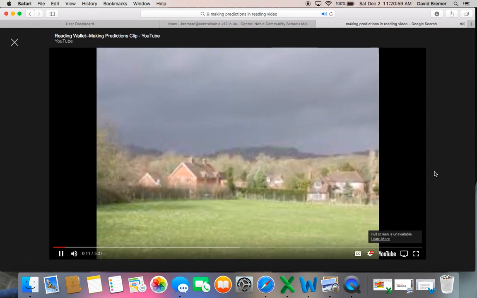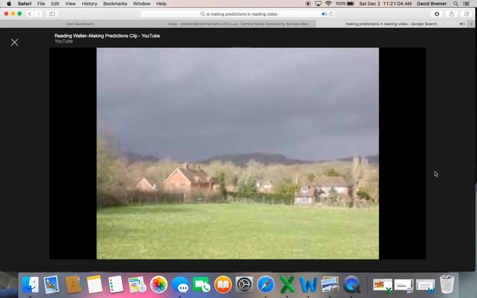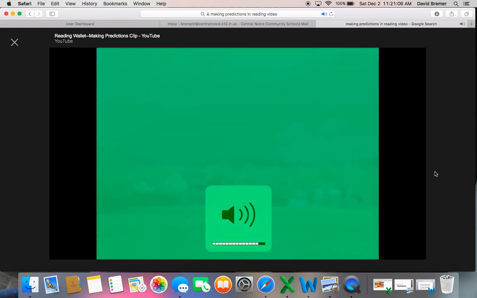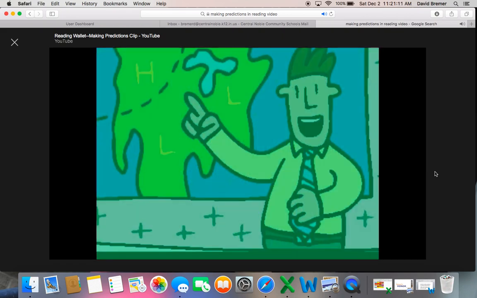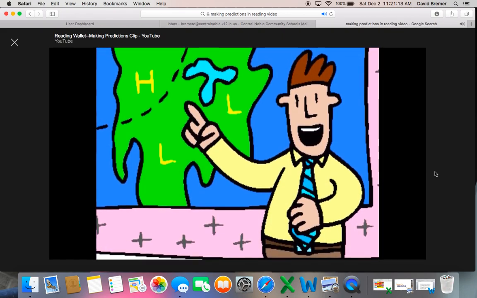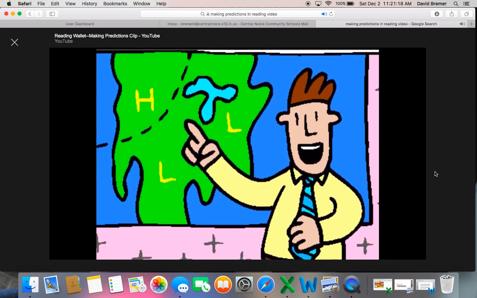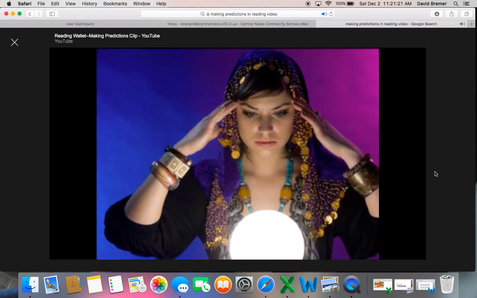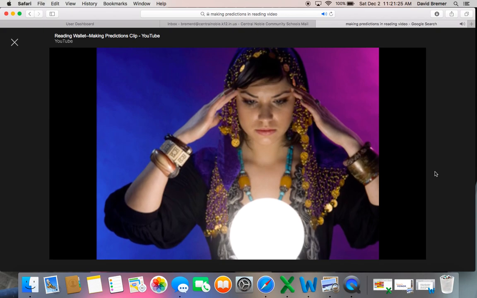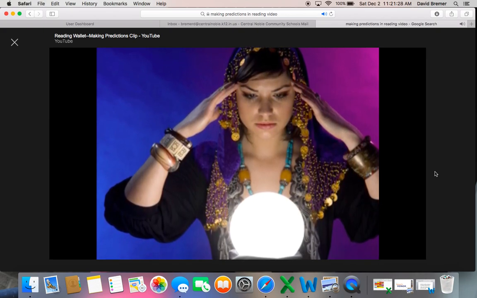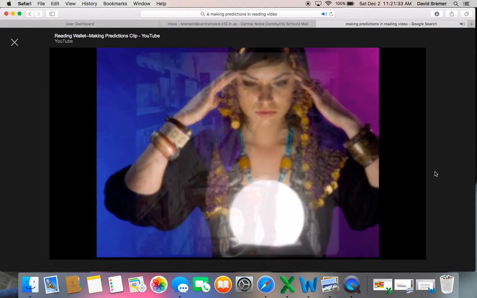Take a look at this picture. What kind of weather do you think is coming? Why do you think so? When we make a guess based on clues, we make a prediction. A meteorologist tries to predict or tell what will happen next for our weather. When he does this, it too is called a prediction. Some people think fortune tellers can look into a crystal ball and predict what will happen in our lives. That might be fun or even a little silly, but we can make predictions in our everyday lives.